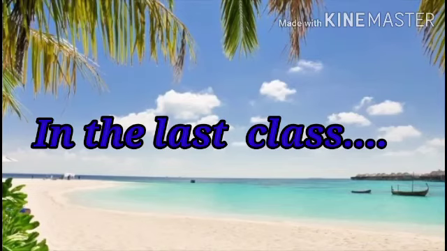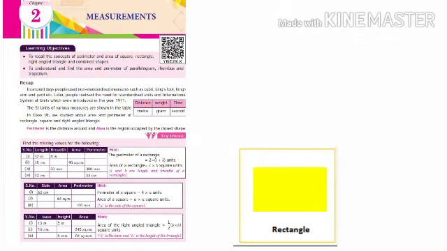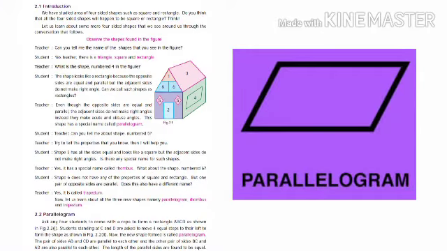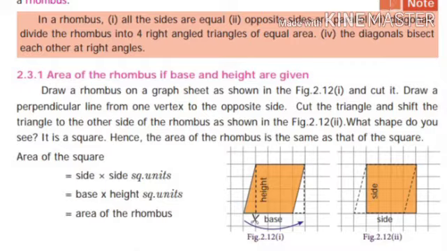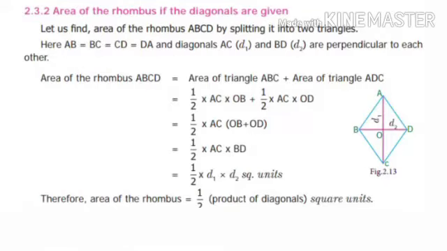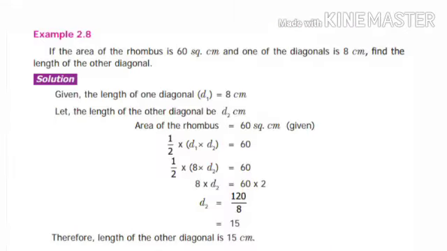Students, in the last session, we recalled the basic shapes, namely square, rectangle and triangle. We learned about the shape parallelogram and its area and perimeter. The shape rhombus. Area of the rhombus if base and height are given. Area of the rhombus if the diagonals are given. And we solved some problems involving area and perimeter of parallelogram and rhombus.